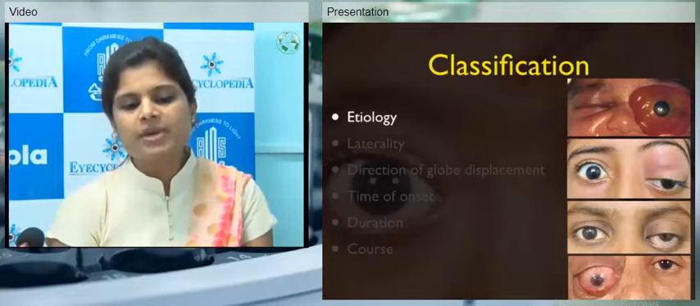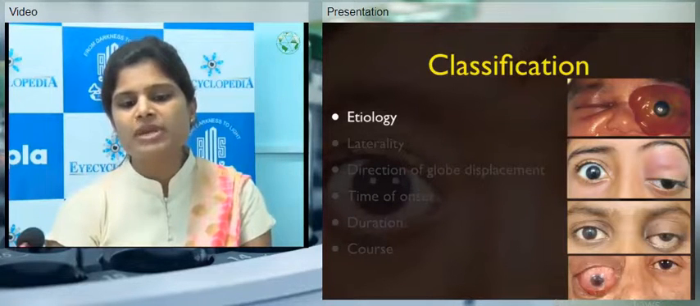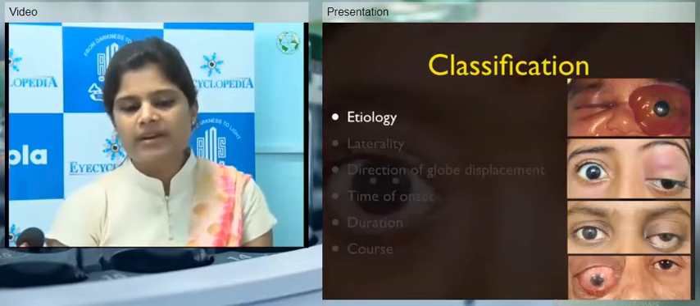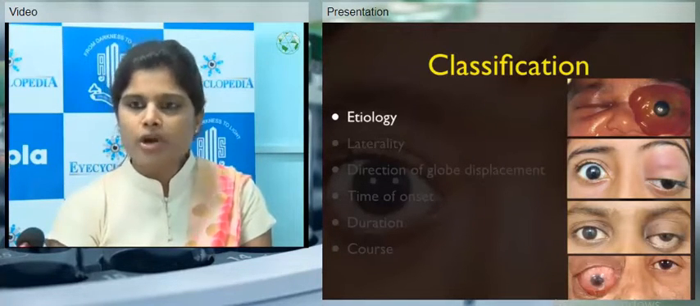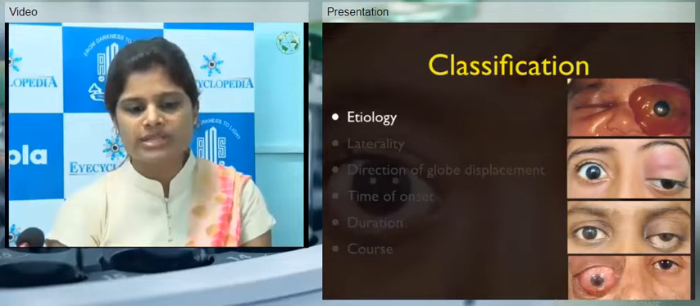Then the second picture, if you see, is an inflammatory cause of proptosis. Here the inflammation is because the child has a subperiosteal abscess, and as you can see, there are signs of inflammation on the eyelid, where there is rubor, that is redness, and also the globe is pushed out and down because of the mass which is sitting there. So it can be an inflammatory or infectious cause of proptosis.